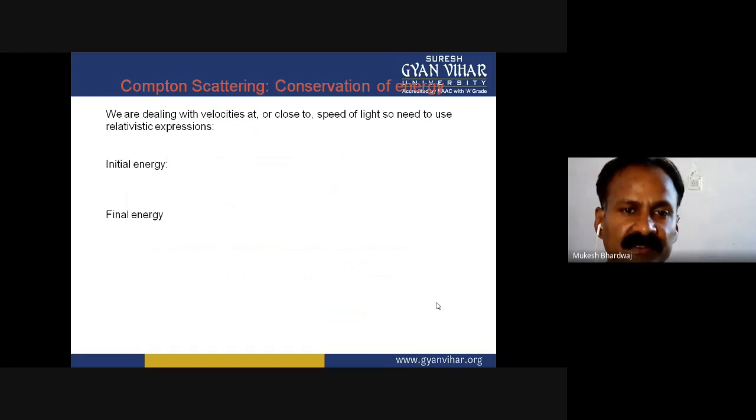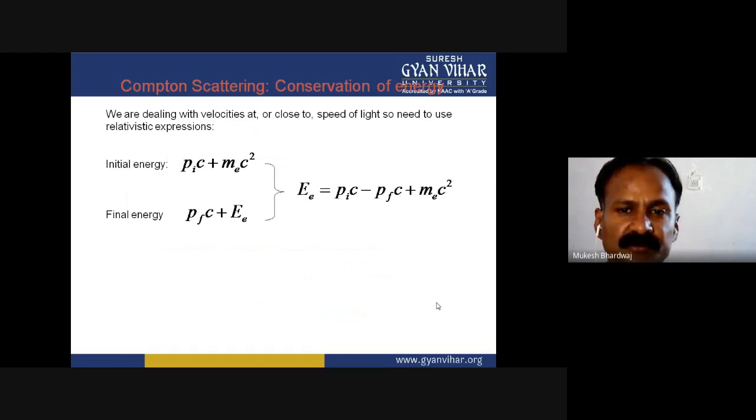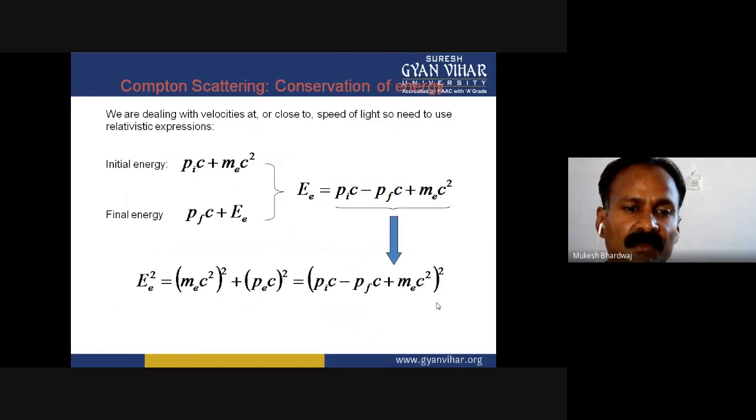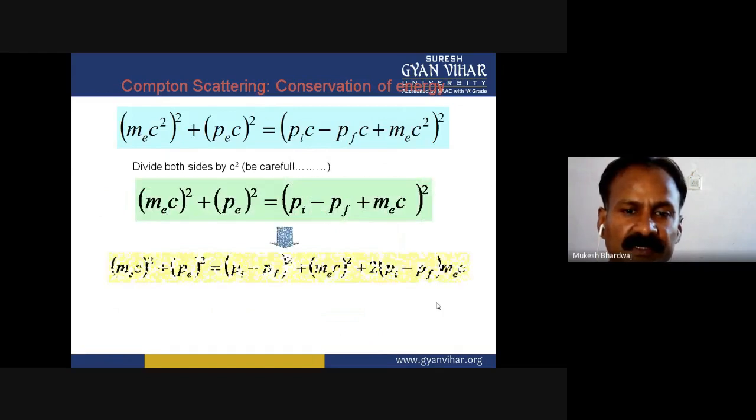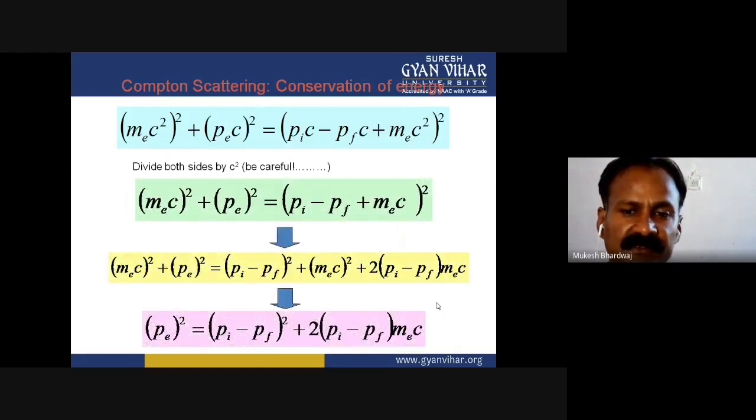Initial energy, final energy: p_i c plus m_e c squared equals p_f c plus E_e. So E_e is equal to p_i c minus p_f c plus m_e c squared. E squared is equal to this, and the final result or relation comes out. In the general expression, we divide both sides by c squared carefully. We get this, and after that we get this.